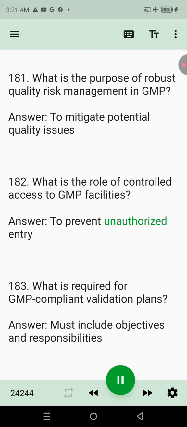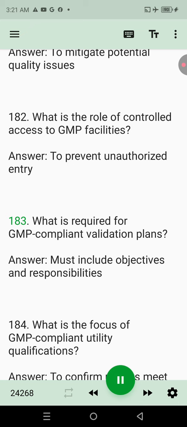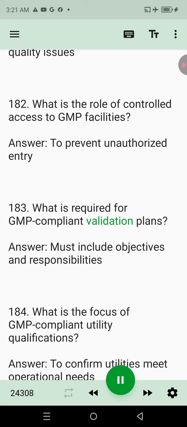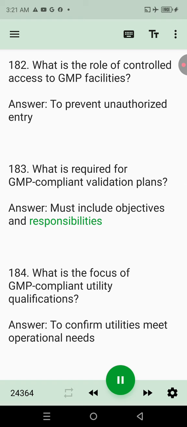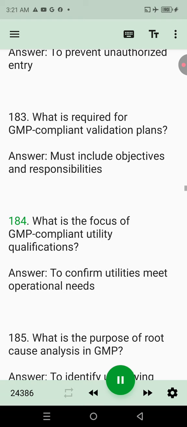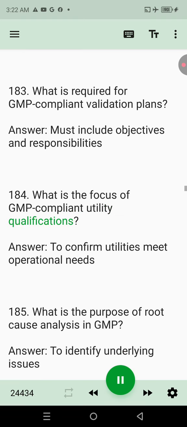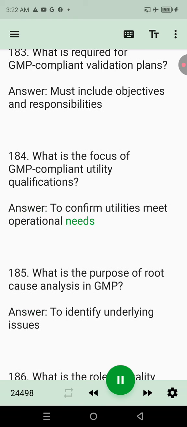Answer. To prevent unauthorized entry. 183. What is required for GMP compliant validation plans? Answer. Must include objectives and responsibilities. 184. What is the focus of GMP compliant utility qualifications? Answer. To confirm utilities meet operational needs.